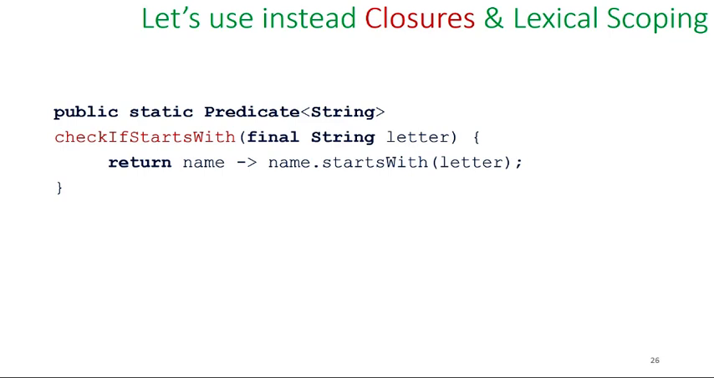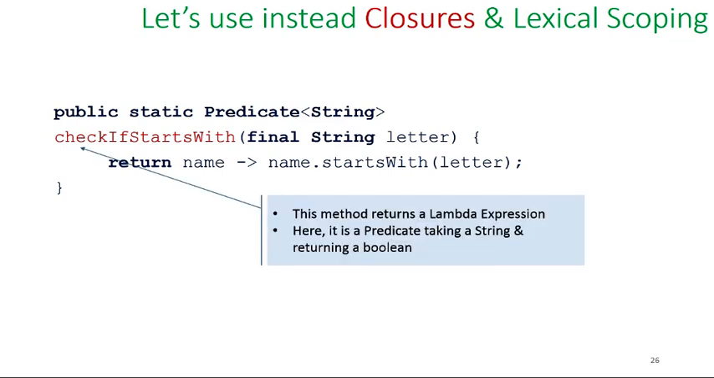So when I call check if starts with, I'm not checking things. I'm asking for a method. Give me a function, give me a method that is going to be able to test if something, a string, starts with that letter. Okay? That's why the return type here is predicate of string. You return to me a lambda. You return to me a predicate that takes a string as parameter. Okay? So this is pretty much what is mentioned there.